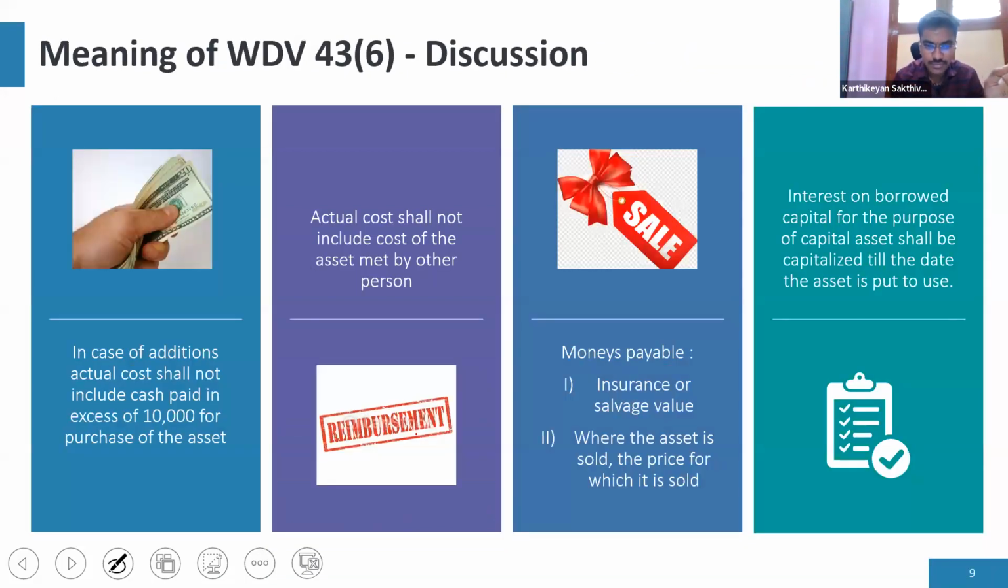Okay. So monies payable உடைய literal meaning எடுத்துக்காதீங்க because that will not make any sense. But you might take the meaning which is given here. So monies payable அப்படின்னா என்ன define பண்ணிருக்காங்கன்னா it is insurance or salvage value. So, where the asset is sold, the price for which it is sold. அவ்வளவுதான். Okay. Second is what do you mean by actual cost?